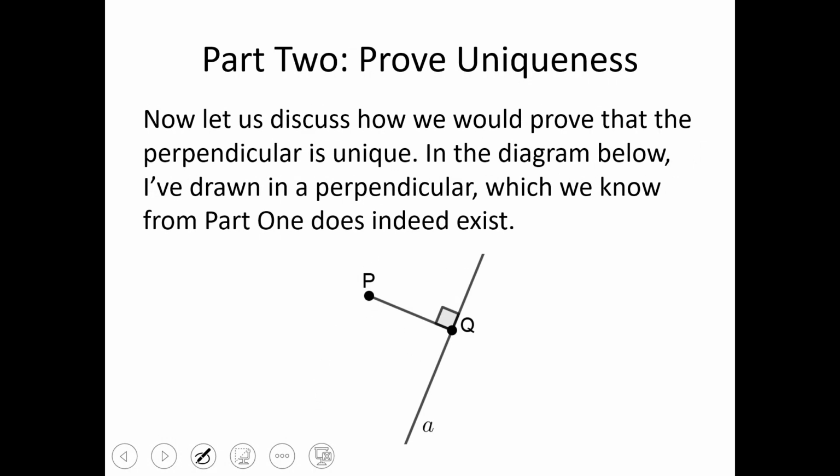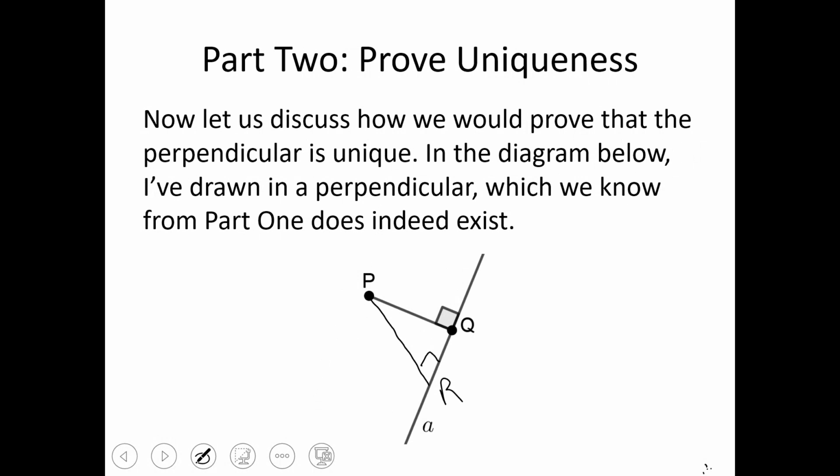How do we prove that it's unique? Well, this is very typical of the kind of work that we do. We assume that there could be another, and then rule that out. So what would another look like? Another would look something like this. If we were to assume that there could be another perpendicular from P to the line A that would go to a point R, distinct from Q, then we would have a situation like this. And it should be clear that for various reasons this is impossible.